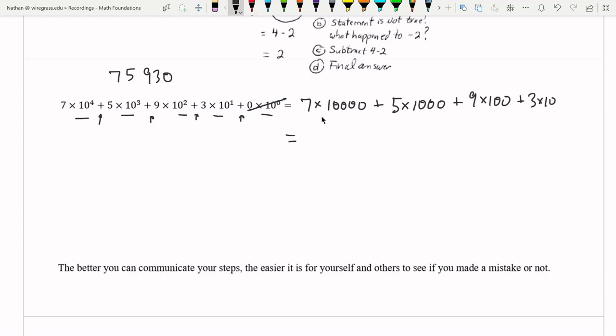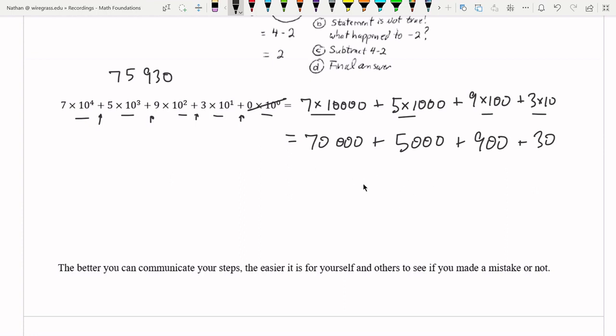Okay, now we have the multiplications. I can do all the multiplications at the same time. 7 times 10,000 is 70,000. 5 times 1,000 is 5,000. 9 times 100 is 900. And 3 times 10 is 30.